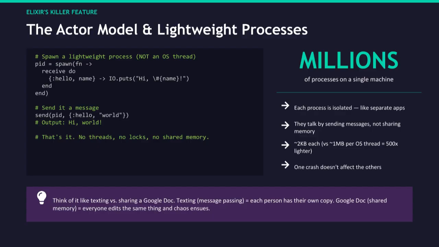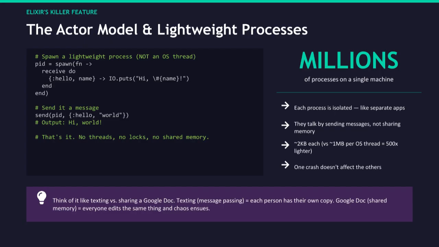Beam processes weigh about 2 kilobytes each, and an OS thread weighs about 1 megabyte. That's 500 times lighter. On a modern machine, you can run millions of concurrent processes simultaneously. And critically, each process is completely isolated. Processes don't share memory, they communicate only by passing messages. If one process crashes, it has zero effect on the others. They don't even know it happened.